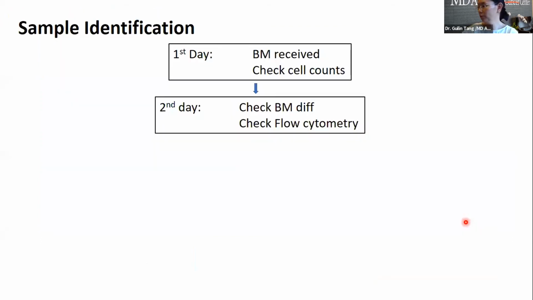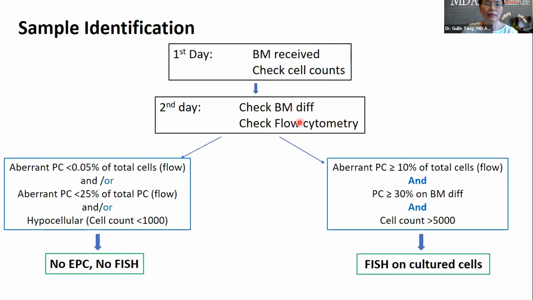So this is the procedure we do at MD Anderson. On the first day we receive the bone marrow, we check the cell count. This is important: if the bone marrow is so hypocellular, we may fail the enrichment, so checking the cell count is so important. On the next day, the flow cytometry and the bone marrow differential are out, and we check the results. That is the triage we do on a daily basis.